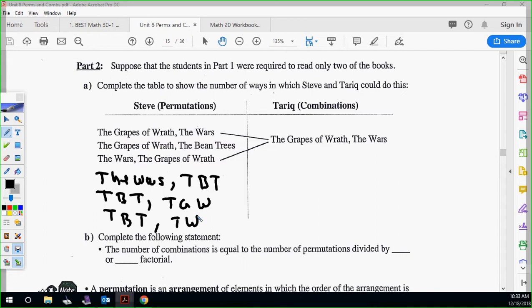Now Tariq's is a little bit different because he's not selecting all of them. So there is more than 1 that he can select. He's doing 2 at a time. He's not going to check out all 3. He's going to check out 2 at a time. So what he can do is Grapes of Wrath and the Wars, Grapes of Wrath and the Bean Trees, and then the Wars and the Bean Trees.